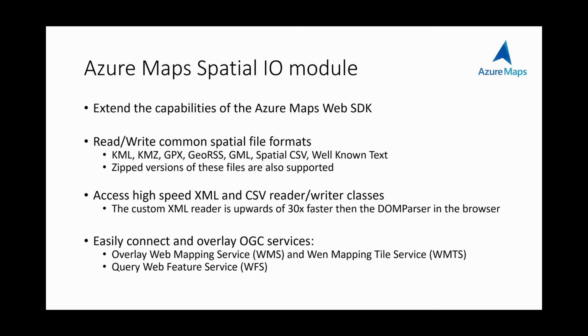The last feature is the ability to connect to some common OGC services. So for those not familiar with OGC, it stands for the Open Geospatial Consortium, which is a body that has a bunch of open standards for geospatial services. And so we made it easy to overlay web mapping services and web mapping tile services, also known as WMS and WMTS. We also have web feature services and the ability to query those, also known as WFS.